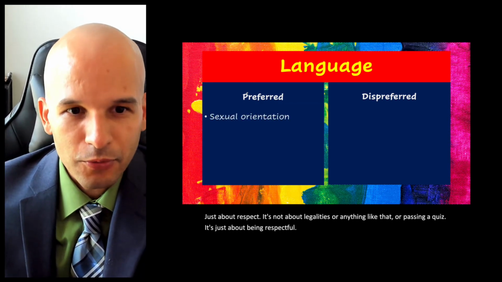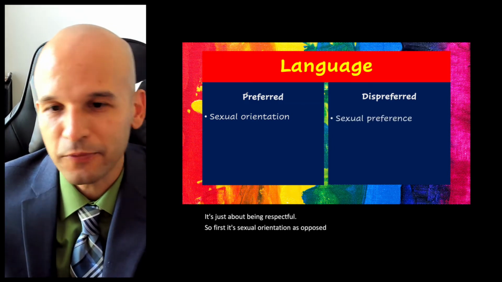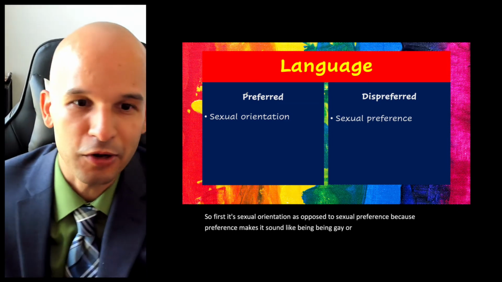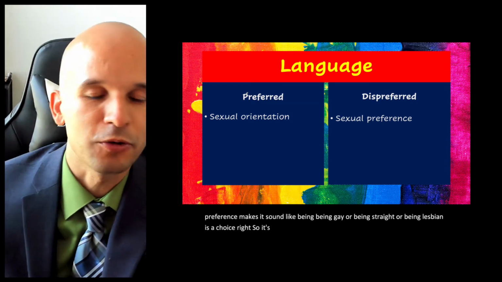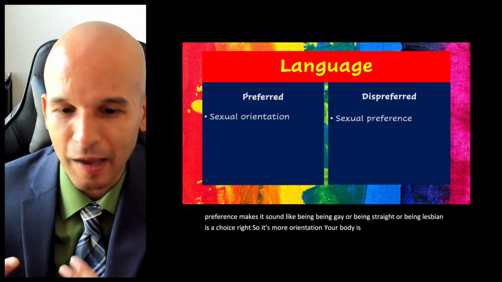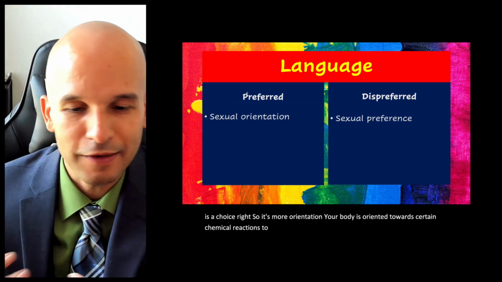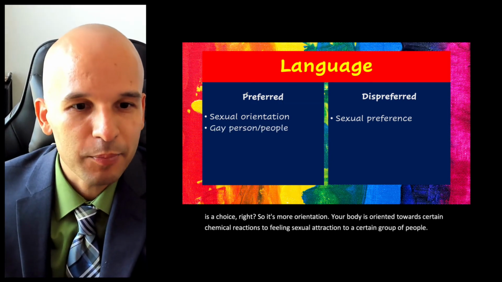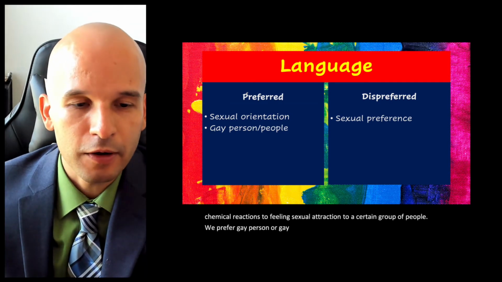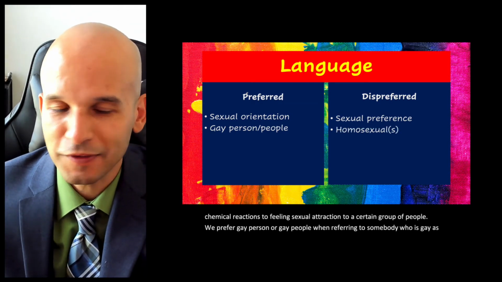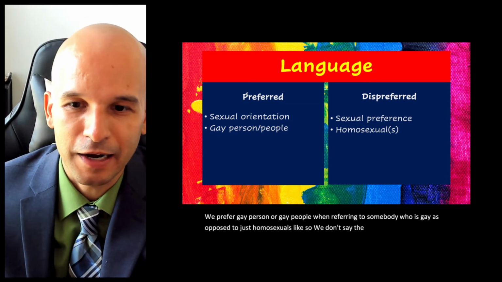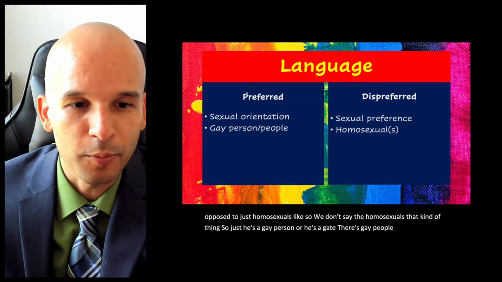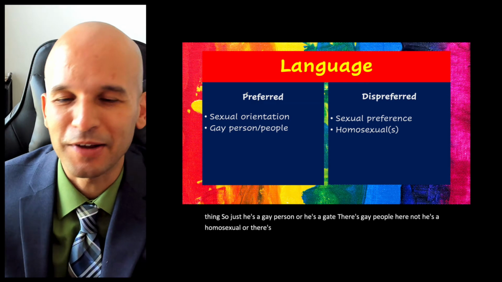First, it's sexual orientation as opposed to sexual preference, because preference makes it sound like being gay or straight or lesbian is a choice. It's more orientation. Your body is oriented towards certain chemical reactions to feeling sexual attraction to a certain group of people. We prefer gay person or gay people when referring to somebody who is gay, as opposed to homosexuals. So we don't say the homosexuals. He's a gay person, there's gay people here, not he's a homosexual, or there's homosexuals here.